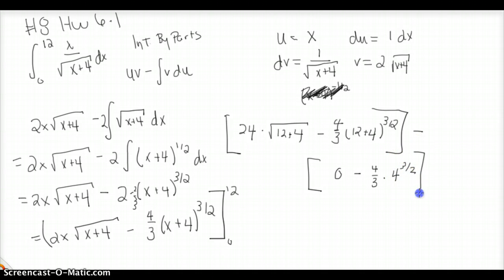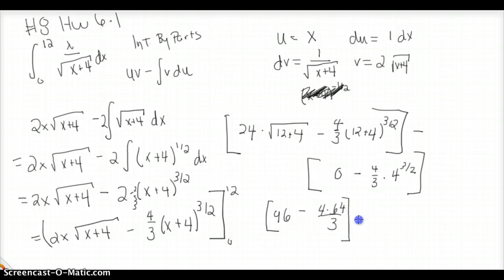Okay, so we work a little bit more inside. 12 plus 4 is 16 in this case. The square root of 16 is 4. 24 times 4 is 96. Again, 12 plus 4 is 16, the square root of 16 is 4, and 4 cubed is 64. So we get 4 times 64 over 3. The whole expression is over 3.